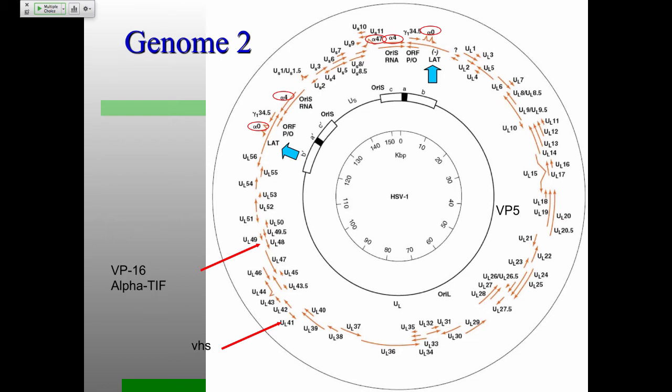What's coded for in here? A ridiculous number of genes. I am not going to expect you to remember all of them. Don't worry. But those that have little arrows and circles might be good ones to think about. So we'll get to these guys down here in just a second. This is now a circular orientation of the genome. Here's the short segment here, the long segment over here. U, by the way, just stands for unique, i.e. non-repeated sequences in each of those genomes, or genome segments, I should say.